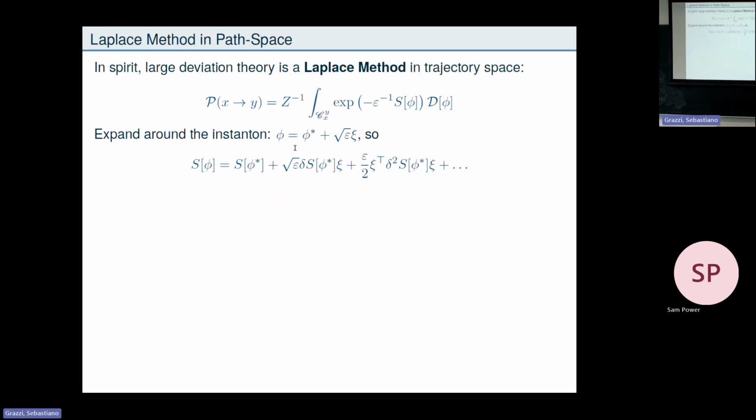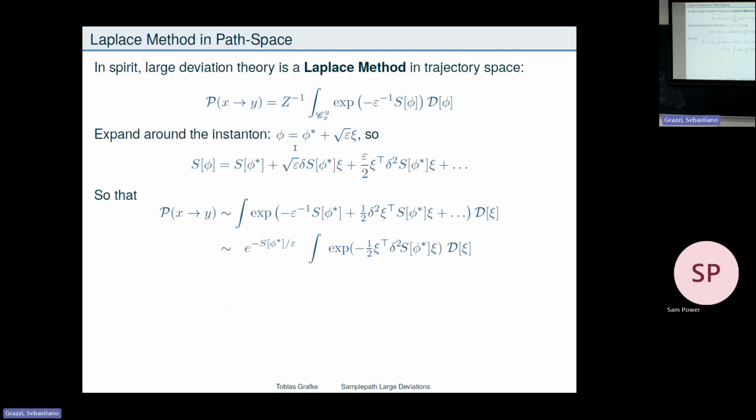So here's the idea. We said in spirit, large deviation theory is just an infinite dimensional Laplace method. Probability of x to y is just a path integral over some x to y connecting set of e to the minus action. And I expand around the instanton. I say my trajectory is the trajectory at the instanton plus square root of epsilon fluctuations. If I expand, I can insert and do a Laplace method, so that the transition trajectory is to leading order the action evaluated at the minimizer. The first variation vanishes because I'm at the minimizer. That's exactly what I solved. There's a second order term, third order term, and so on.